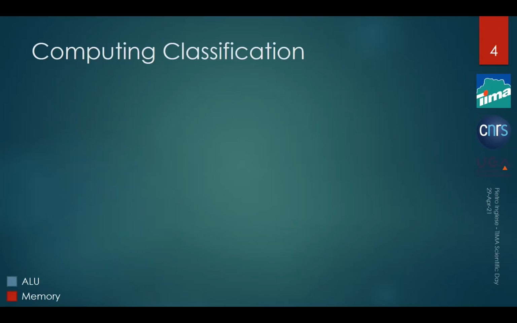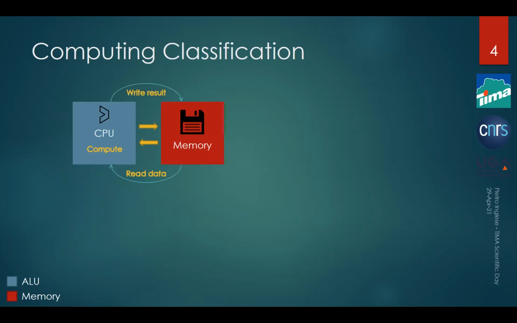So in order to give the first idea of what computation in memory is, I will start by showing a classification of the computing possibilities. The first one, which is the one that we are the most used to, is the typical one, having the CPU and the memory separated, connected through a bus, where the CPU will have to perform a computation. So it will read the data from the memory, perform the computation, and then write the result back to the memory.